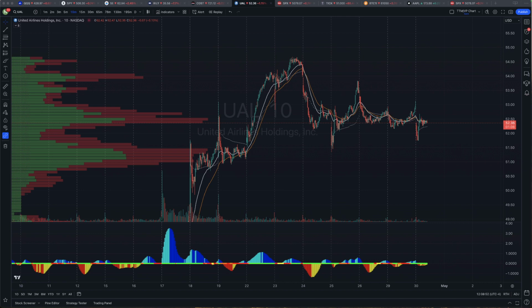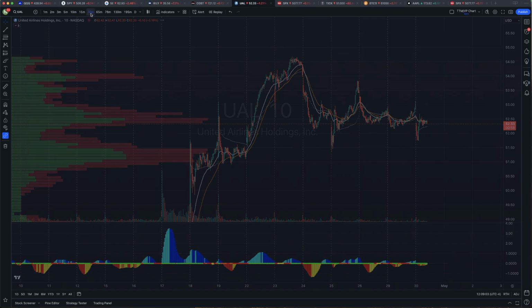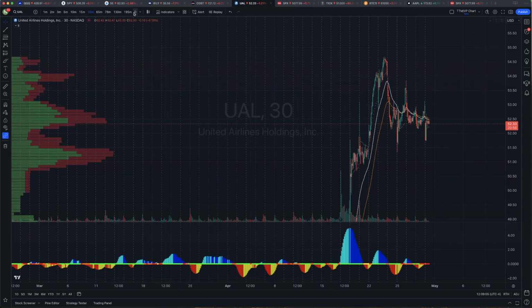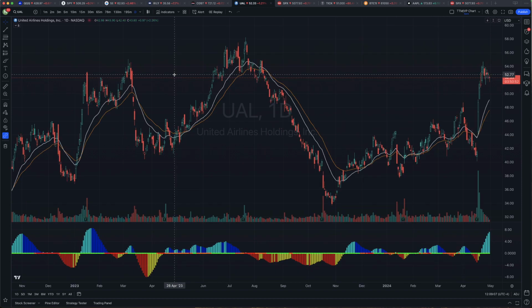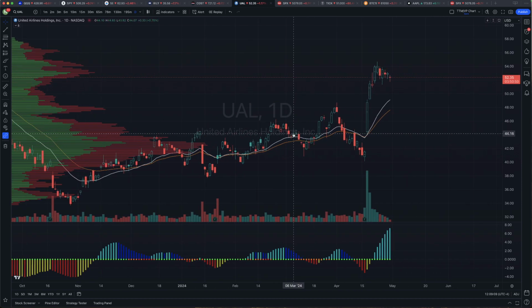We're going to do a trade plan today and trade setup. It is Tuesday, April 30th. We are going to do a trade plan setup on UAL, United Airlines. We currently are in a 30 and 1 hour squeeze.